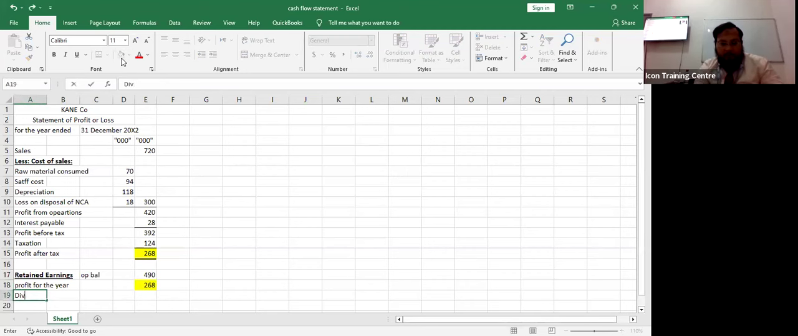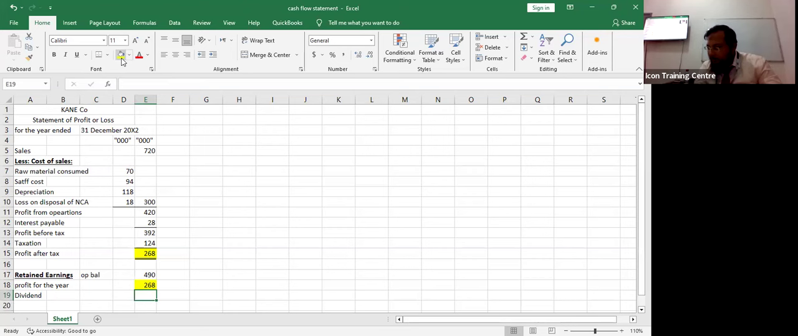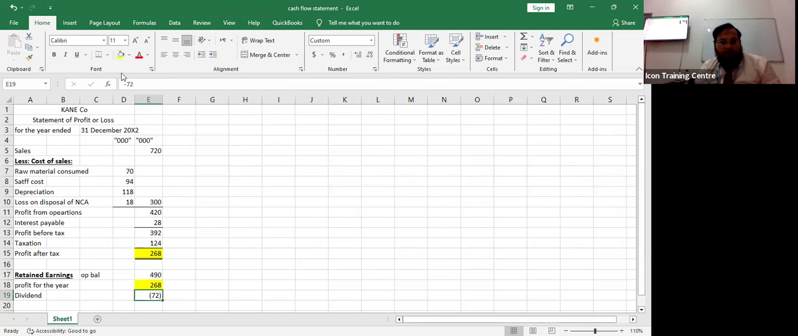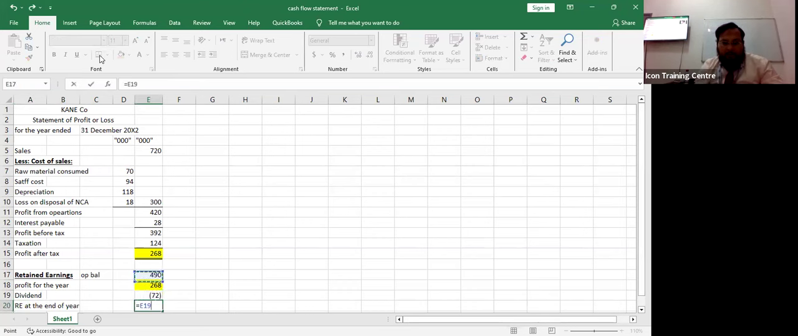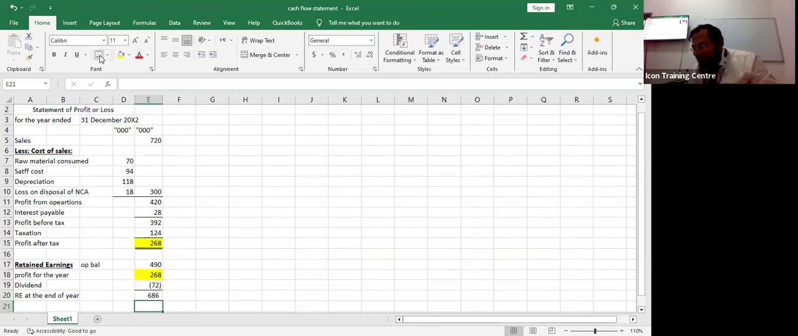Then dividend. This is what we declared as dividend, and it is 72, in brackets. Why? Because we are subtracting it. So that gives you retained earnings at the end of year. So it will be 490 plus 268 minus 72, 686. Brother, please.